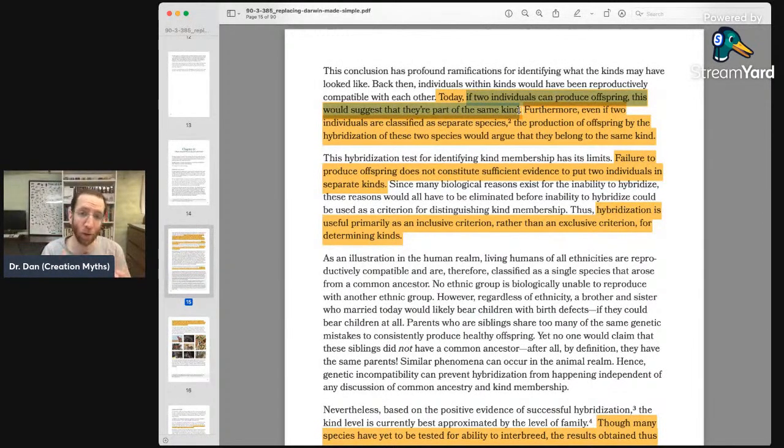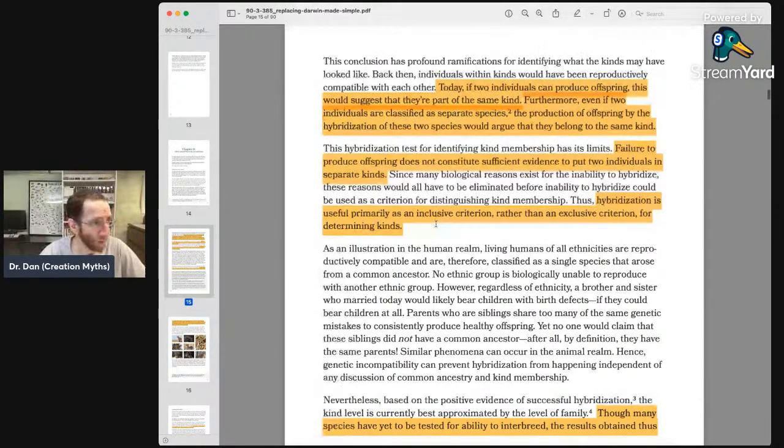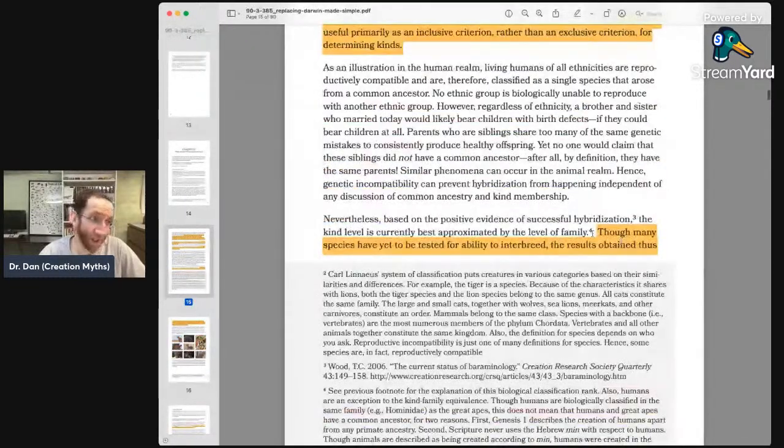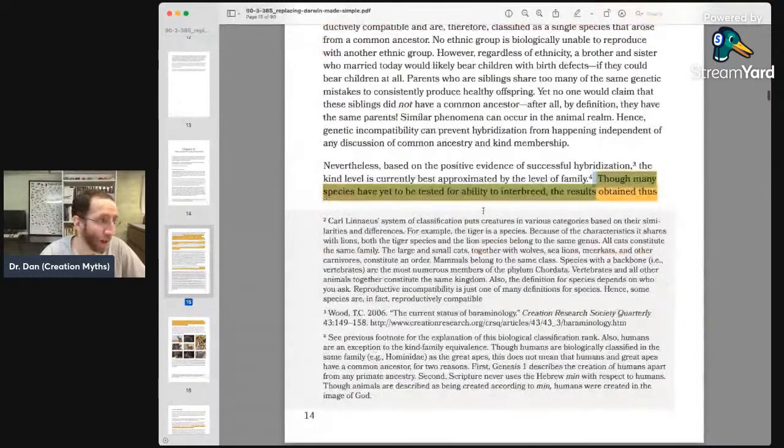It would also imply an extremely narrow definition of kind in other contexts. For example, all of the non-human apes would have to be separate kinds if hybridization is our standard. So it's not a great standard, which he says, because if they can't hybridize, then that doesn't really matter, which, okay, then it's not a good standard, right? Many species haven't been tested.